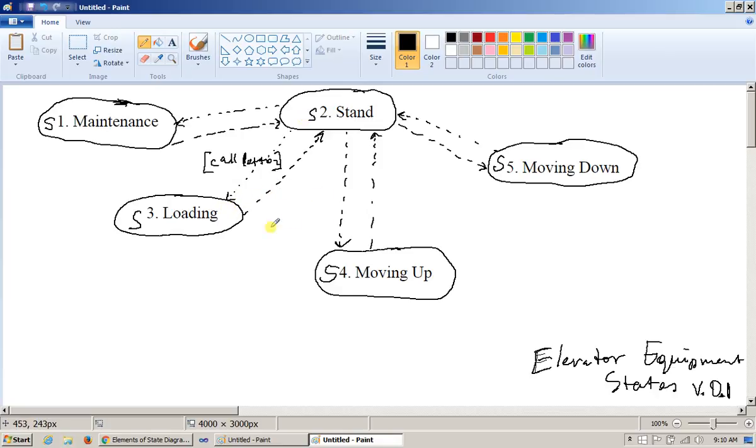So then we can say that when the loading is complete, whatever that means, there are no longer, right? So we can say loading complete, right? This could be another transition right here. I just use longer square brackets. The transition goes back to the standing, which causes the doors to close.